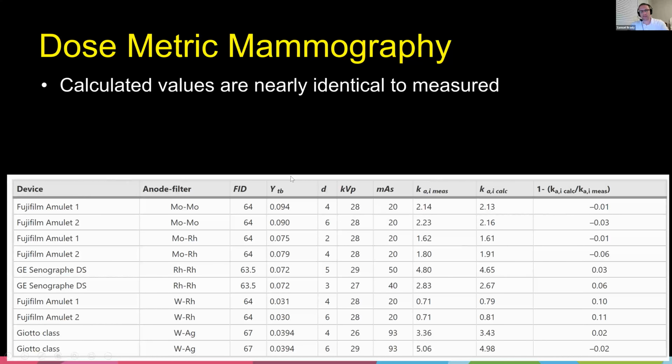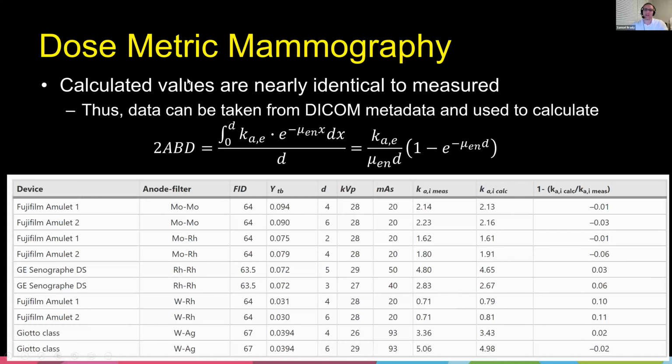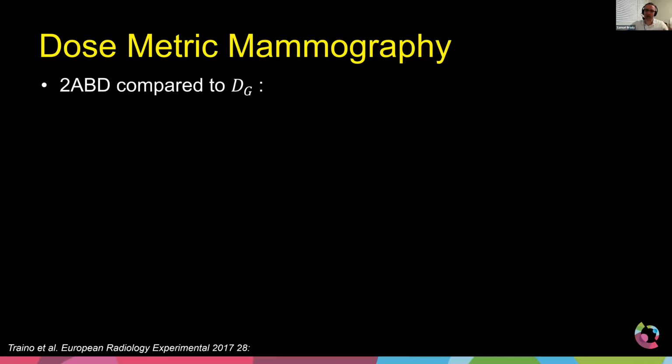And when you look across all vendors for all different thicknesses, so every different place along the imaging chain, the measured air kerma was almost nearly identical to the calculated. So that means everything we need to calculate the 2ABD can be found in the DICOM metadata. And that is why 2ABD is becoming a very powerful dose metric, and why I think at some point in the near future, 2ABD is going to replace the mean glandular dose calculation. 2ABD can be calculated based on DICOM data. D sub G, mean glandular dose, cannot.